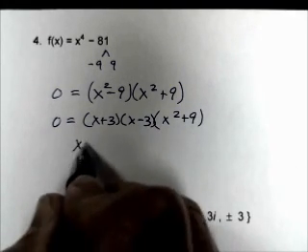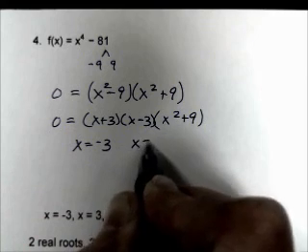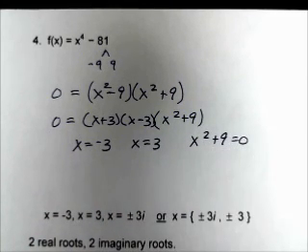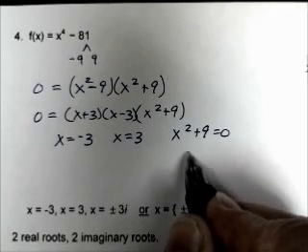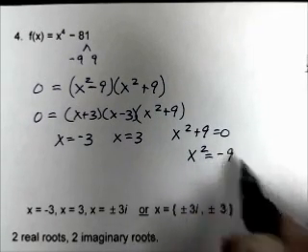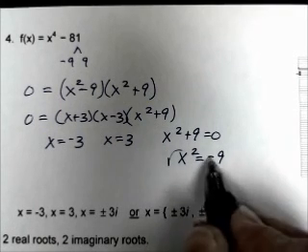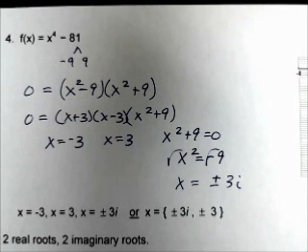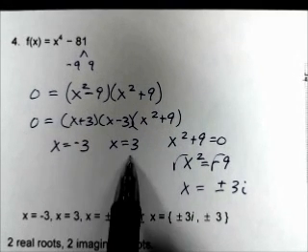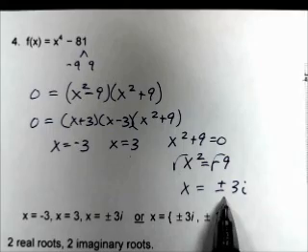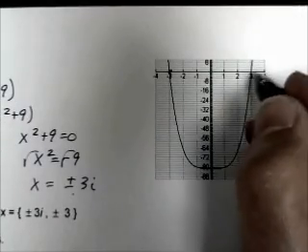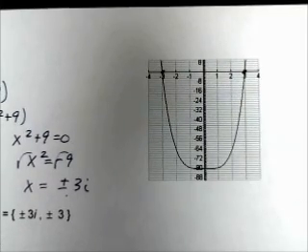Set each equal to 0, x equals negative 3, x equals positive 3, x squared plus 9 equals 0, and need to solve that. Subtract 9 from both sides, x squared equals negative 9. Square root both sides, and x equals plus or minus 3i. So here we have 2 real roots and 2 imaginary. And we see that our x-intercepts here are just 2 of them at negative 3 and positive 3.